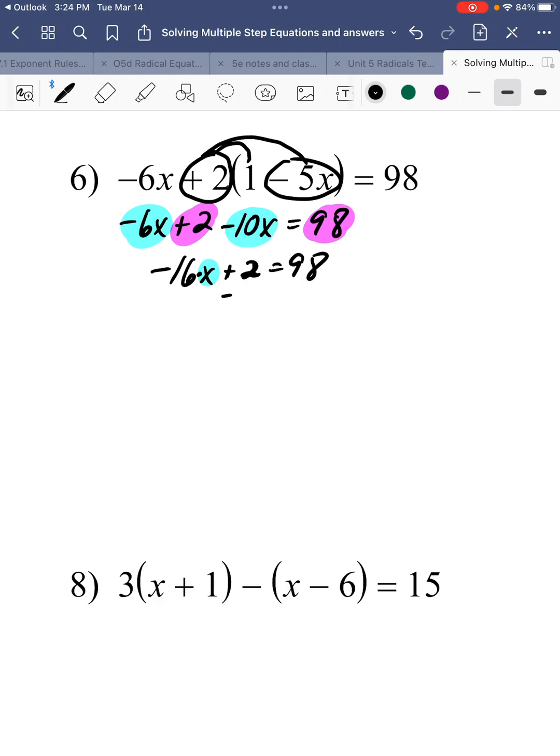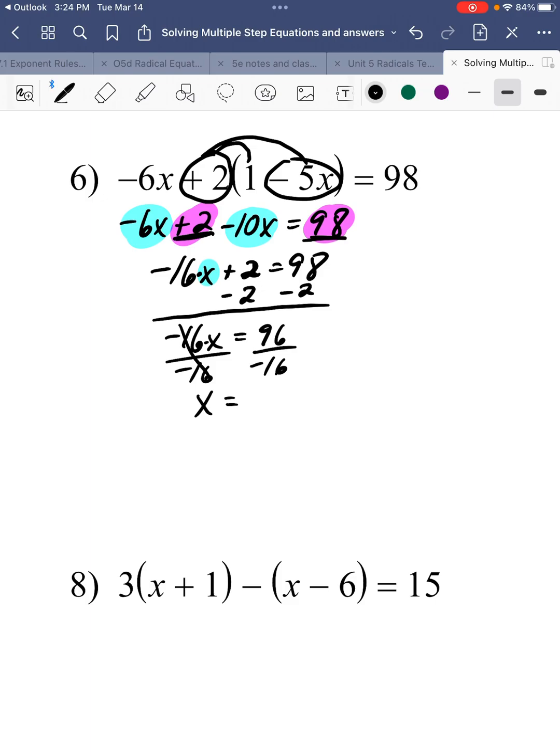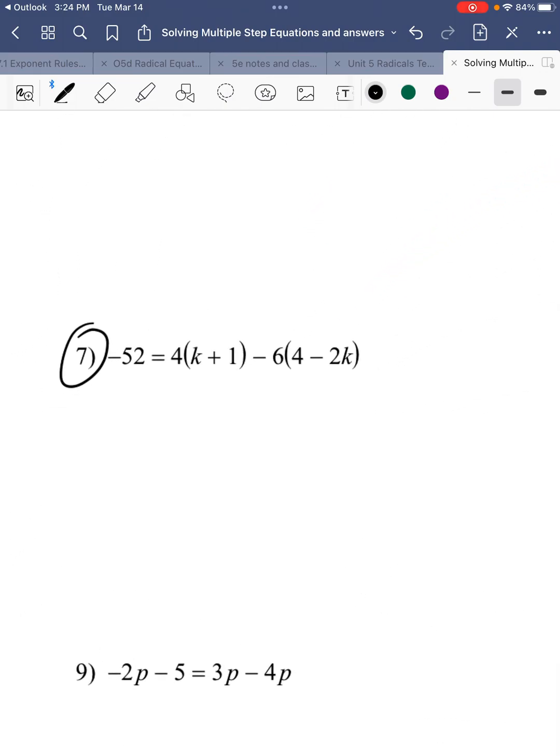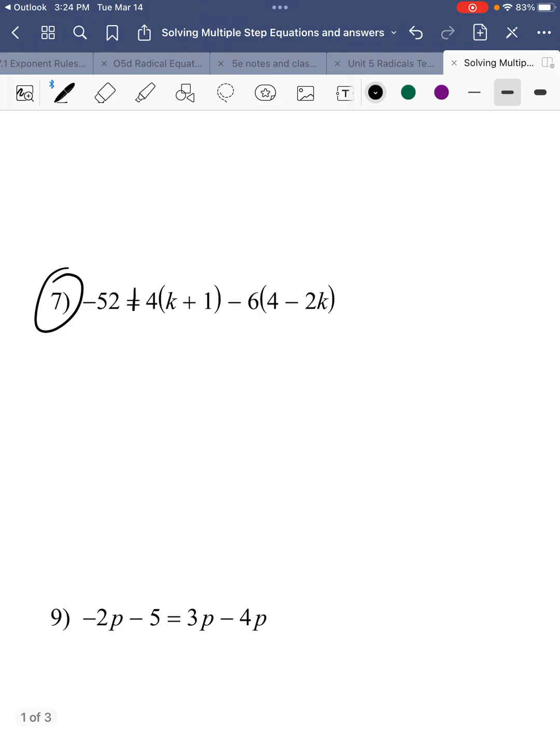So x, you're going to have times -16, and then we plus 2. That's the order of operations. The reverse order is to take care of the addition first. So we're going to subtract. Or you could even look at it as 98 and 2 are like terms, which I had up here on top, so you're getting those together. And then the opposite of times -16 is divide by -16, and that's going to be a -6. So number 6 is all about the distributing.